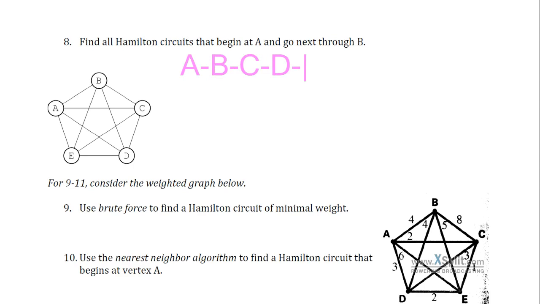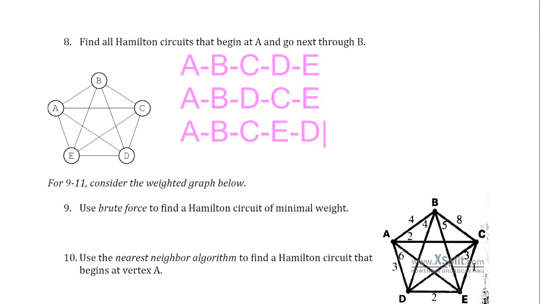Maybe we could do A to B, and then we could go from B to D, C, E. All right. A to B to C to E to D. That's a possibility. And by the way, with all these, I'm wrapping up by going back to A. It should be noted that all of these are going to A in the end. So that's three of them.